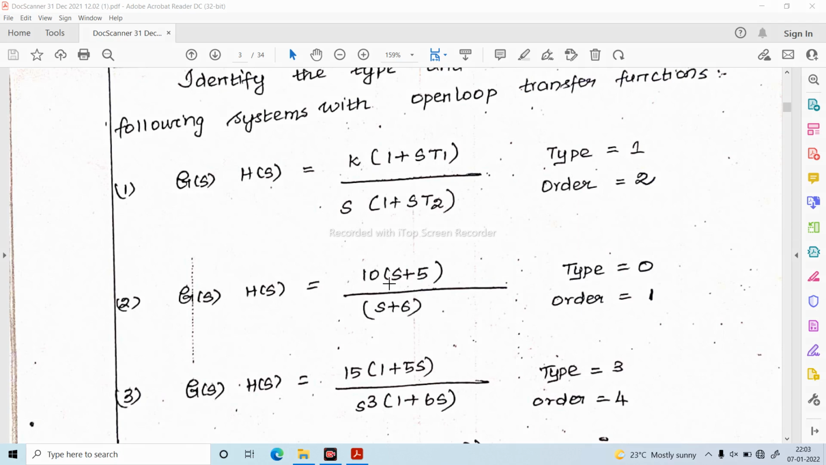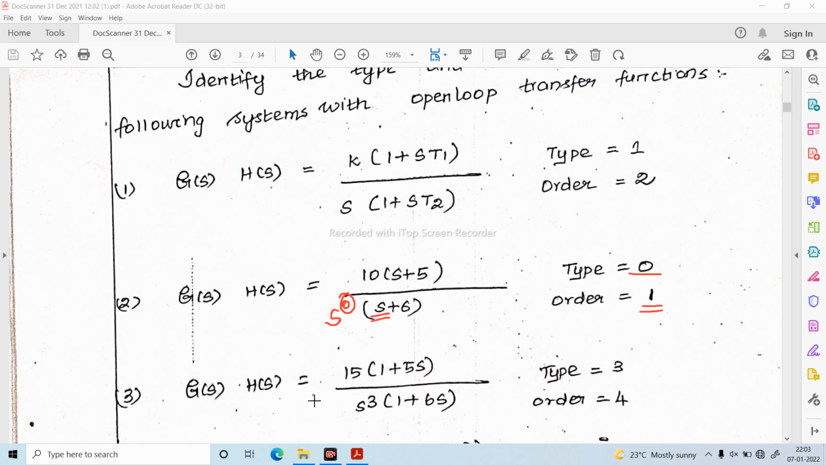Next, see the second problem, 10 into s plus 5 divided by s plus 6. Here, what is the type of the system? S power 0. So type equal to 0. And what is the order of the system? Order is equal to 1.